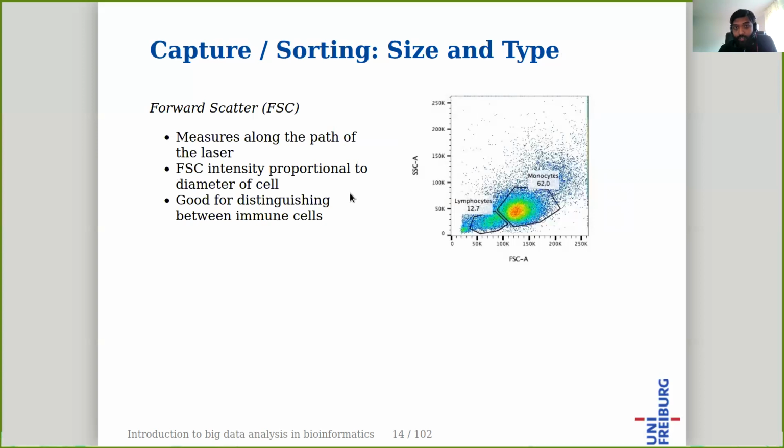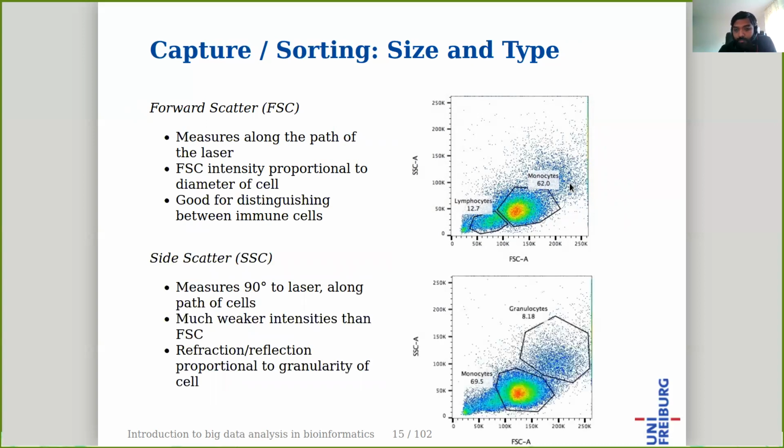And the intensity of the forward scattering is actually proportional to the diameter of the cell. Here you see a plot with forward scattering intensity on the x-axis and side scattering on the y-axis. Let's first only look at the forward scattering. Forward scattering is generally good for distinguishing between immune cells. For example, here you see lymphocytes and monocytes. Monocytes are usually much larger than lymphocytes, and that's why the forward scattering intensity is much higher, and you see two clear, distinct clusters of cells coming from lymphocytes and monocytes.